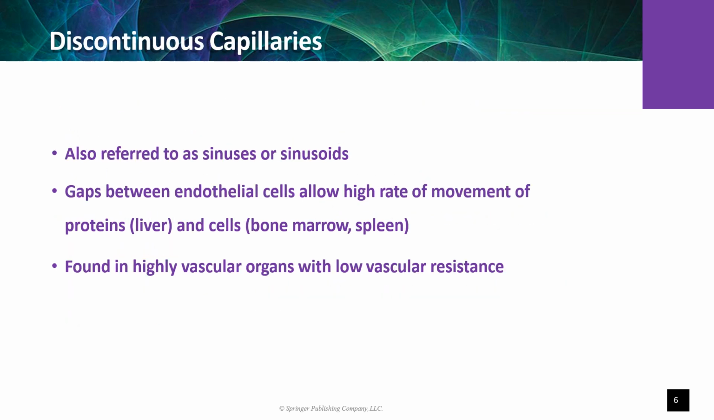The discontinuous or the sinusoid capillaries, these allow the greatest amount of movement and allow proteins to move in and out of the cells. So things that are highly vascular, like your spleen, will be an organ that would have discontinuous capillaries.